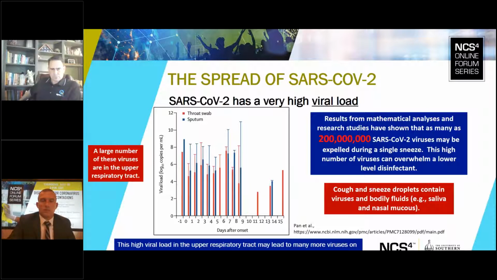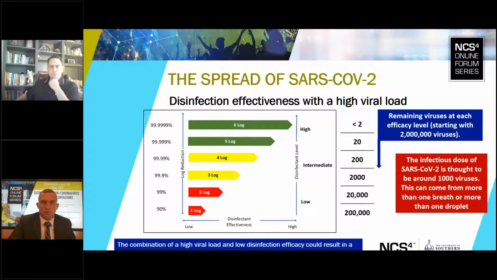SARS has a very high viral load, meaning when a person is infected, they have a very large number of viruses, primarily in their upper respiratory tract. When they cough or sneeze, these viruses are emitted. A recent study estimated that from a single sneeze, as many as 200 million of these viruses could be emitted from an infected person. Now, this is a huge number of viruses and goes back to the problem we were talking about earlier. That is, if you use a disinfectant on a surface that has a low efficacy, you may very well end up with a lot of active viruses still on a surface.